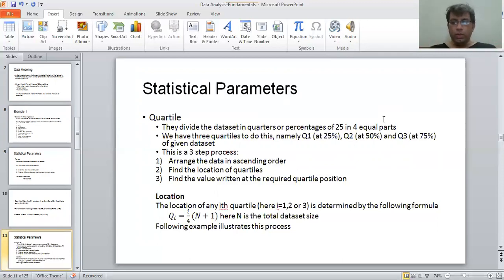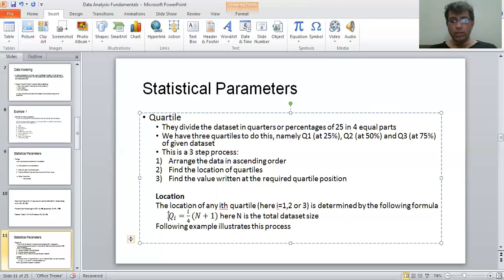In order to find the location of the quartile, we have a very simple formula, and this formula is Qi is equal to I upon 4 and whole multiplied by n plus 1. Now, what is I in this formula? I is the index number which can have value 1, 2, or 3. If I is 1, then it means quartile 1. If I is 2, then it means quartile 2. And if I is 3, then it means quartile 3. Capital N is the total data set size. In our case, it is 17.